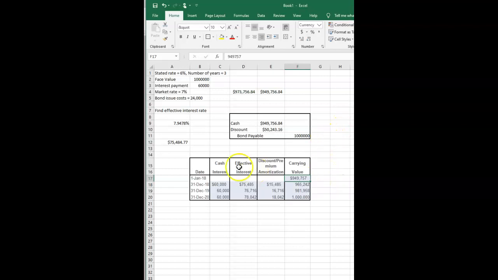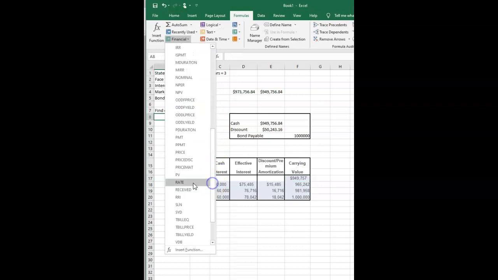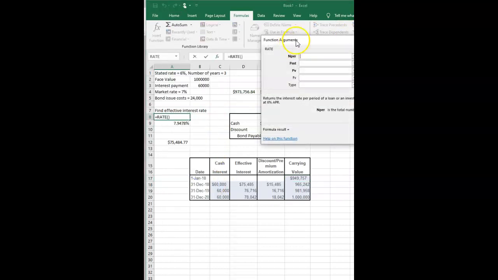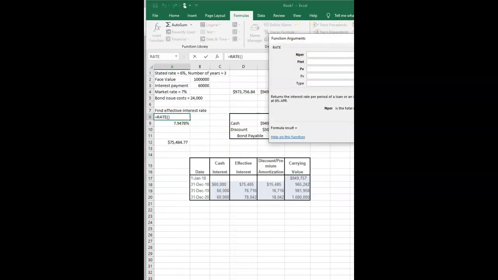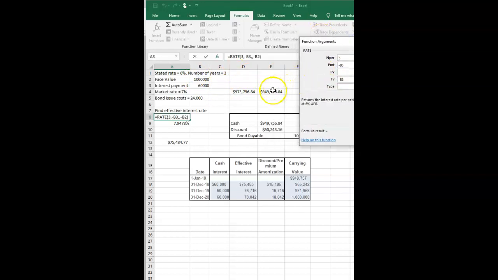So first we're going to have to figure out what the effective interest rate is. In order to do it, we're going to use the RATE function. Okay, the number of periods is 3. The payment, I'm going to put in as a negative, and I'm putting the future value in as a negative. Those are our outflows. For present value, I'm going to put this in as a positive. So I'm going to put in the cash amount that we received.